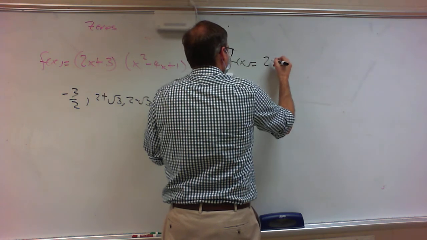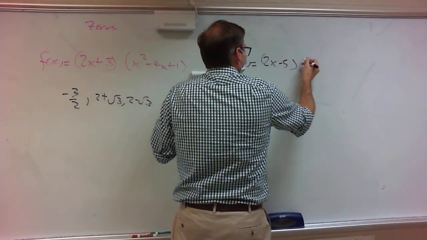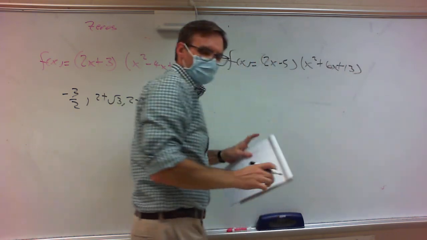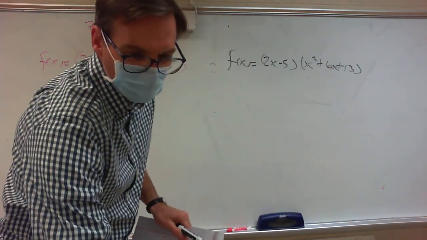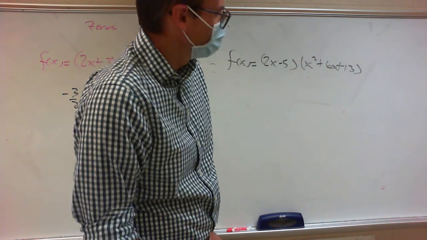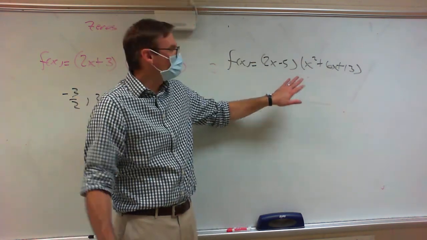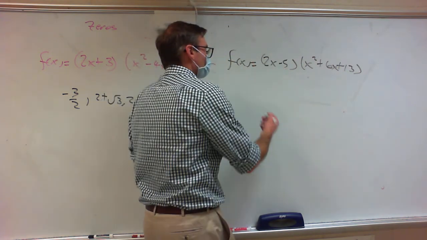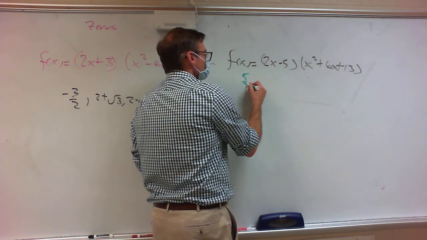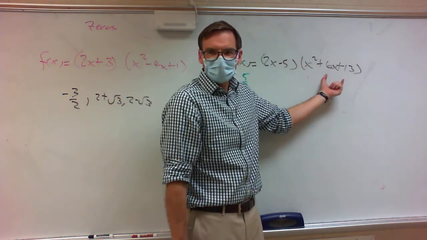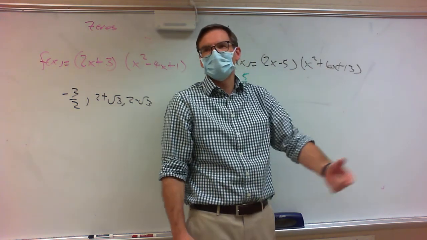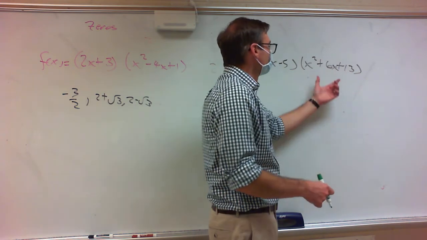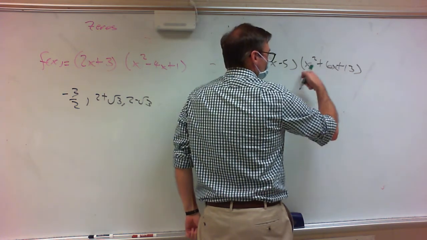f of x is equal to 2x minus 5 times x squared plus 6x plus 13. The first zero is easy, right? You can do that in your head at this point. We know we're going to get 1 zero at 5 over 2. For the second one, we have to set this equal to 0, and you hope it factors, but unfortunately it doesn't factor.